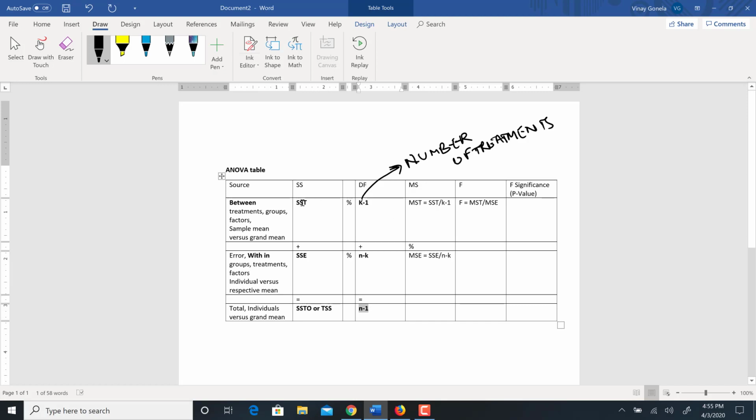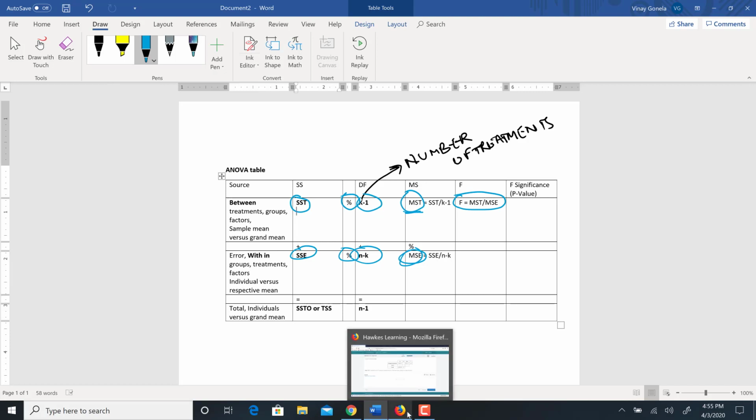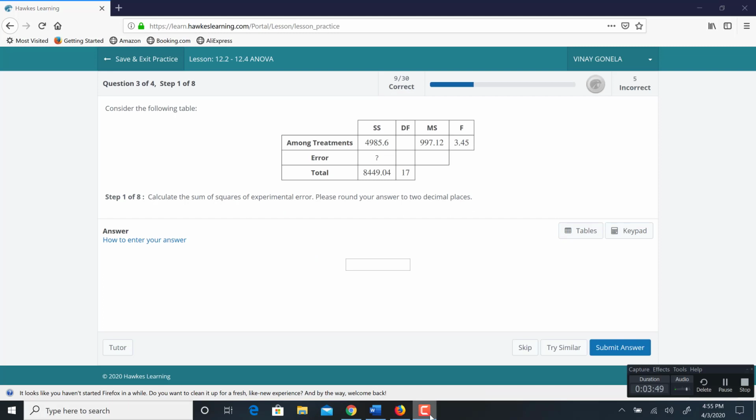And then for the mean squares, if you divide SST by its degrees of freedom, it is going to give you MST, and then SSE divided by n minus k is going to be MSE. And then if you divide these two, you'll get the F value. So that is how you are going to solve these problems. I will try to use an example from Hawkes Learning and see if we can solve them.